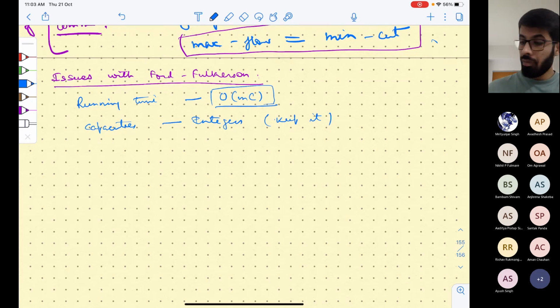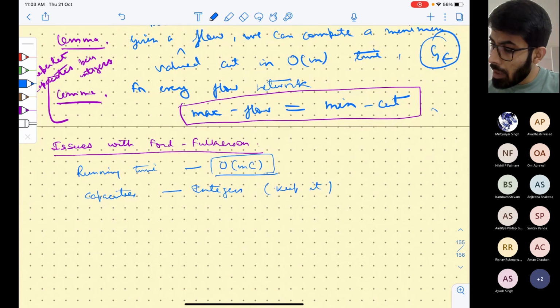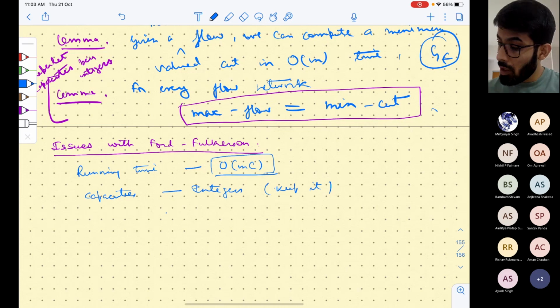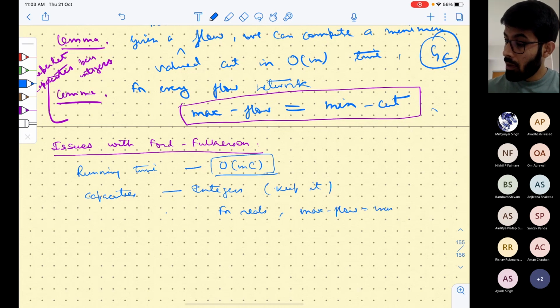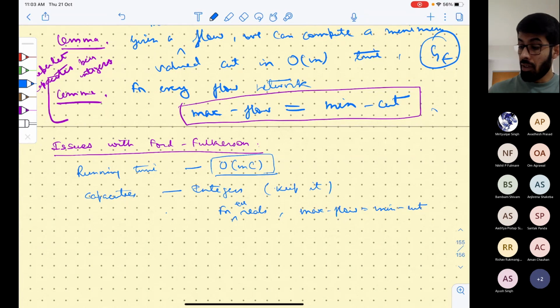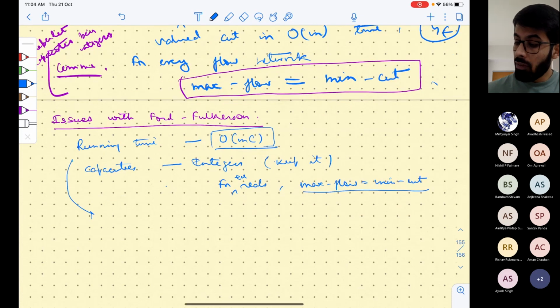And what if, and in fact, last time I did mention that even for reals, the max flow equals min cut holds for, let's say, positive real capacities. So this I had mentioned last time, but today we are more interested in talking about the running time. Okay. So the question is, what if C is too large?